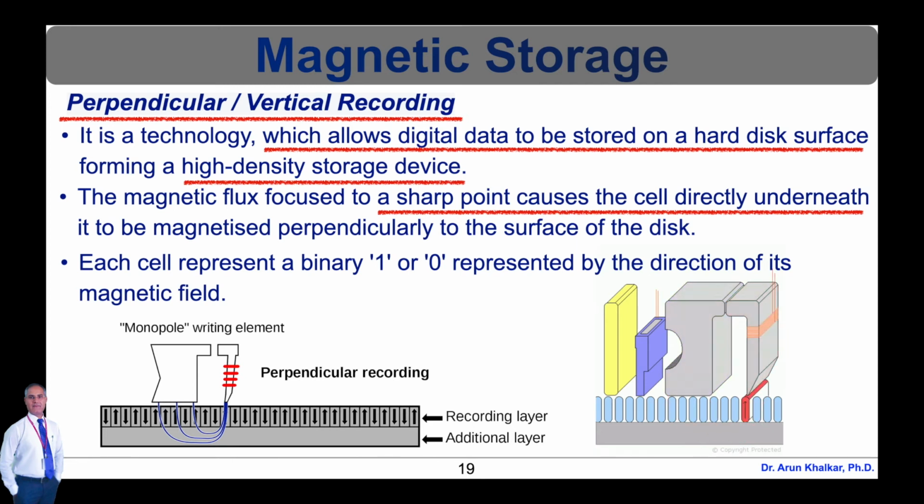The disk has a magnetic underlayer which conducts the magnetic flux readily. The gap between the sharp pole tip and this underlayer is where the magnetic flux is the most concentrated, thus readily establishing a magnetic cell on the top layer. When the current in the coil is reversed, the magnetic field and the poles also reverse. Hence, the cell underneath becomes magnetized in the opposite direction. Each cell can therefore represent a binary one or zero, represented by the direction of its magnetic field.